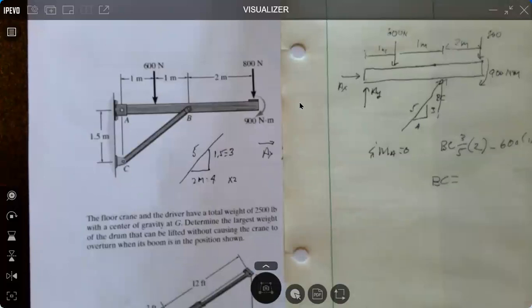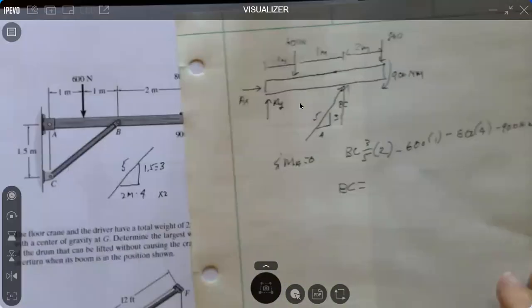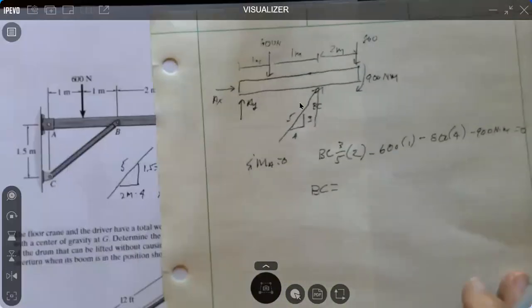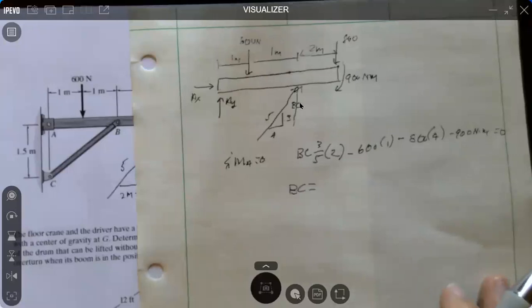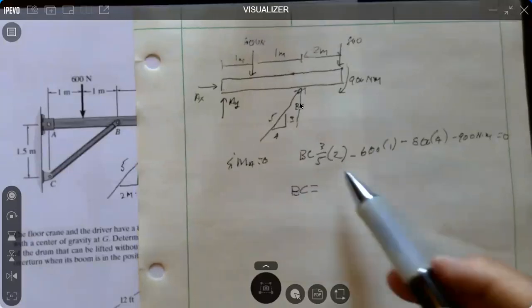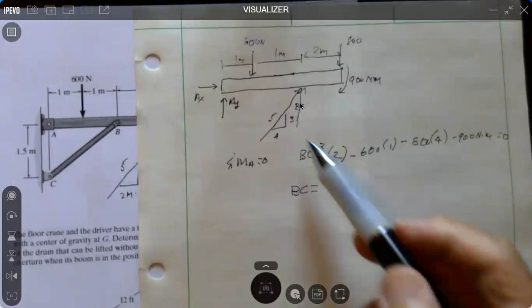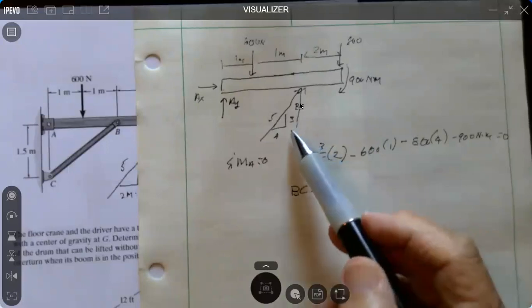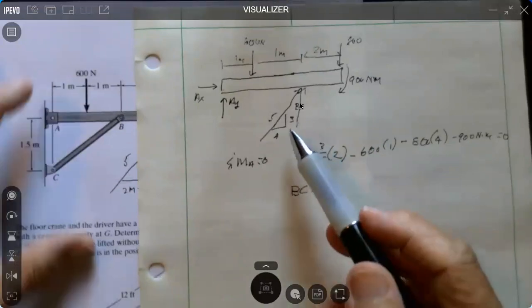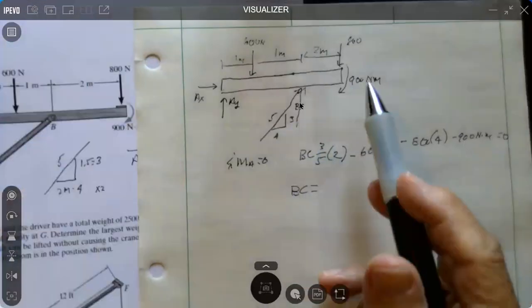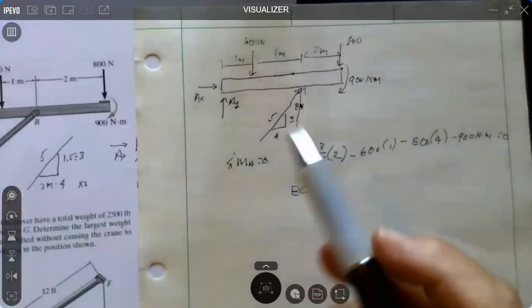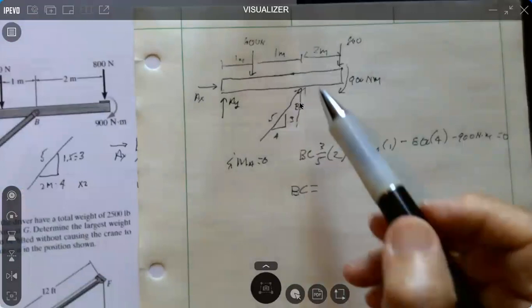Then let me show you this out here on the calculation. So we have BC, 3/5 of BC, which is the slope.